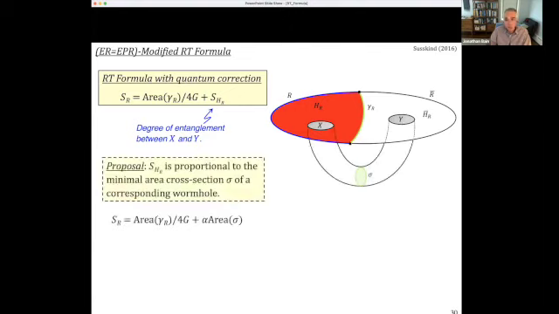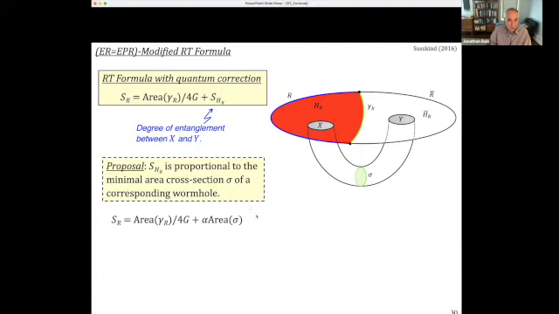And his proposal then is under the ER equals EPR hypothesis, if the subsystem at X is entangled with the subsystem at Y, then there's a wormhole that connects them in the bulk. And in addition, the measure of the wormhole that corresponds to the measure of entanglement between the two bulk systems, Susskind assumes to be the minimal area cross-section of this wormhole that connects them.